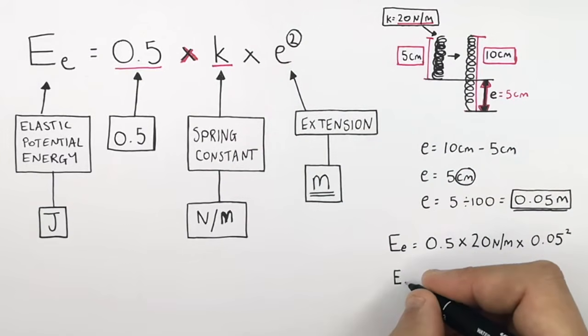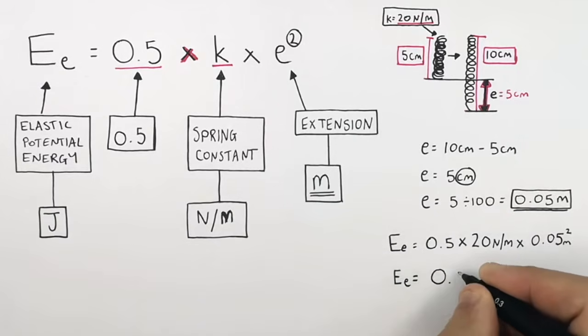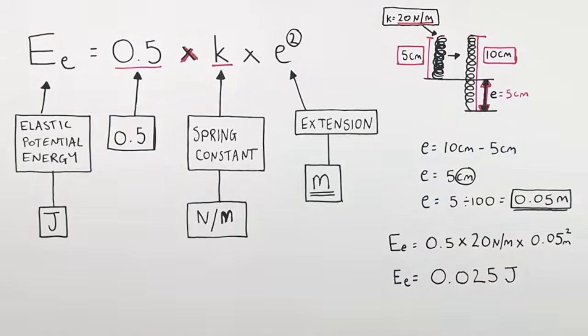So the elastic potential energy stored in this spring is 0.025 joules.